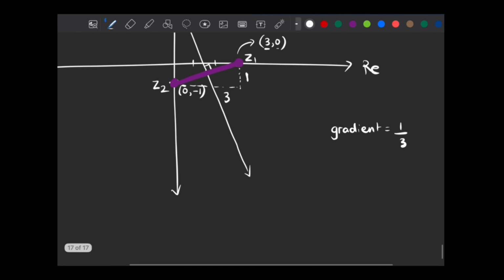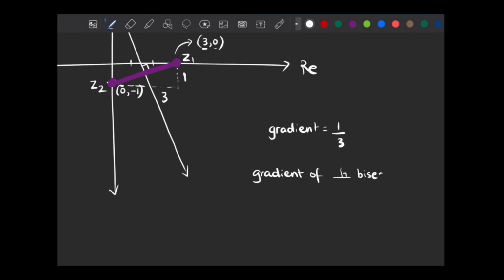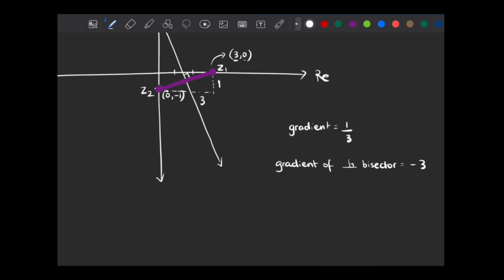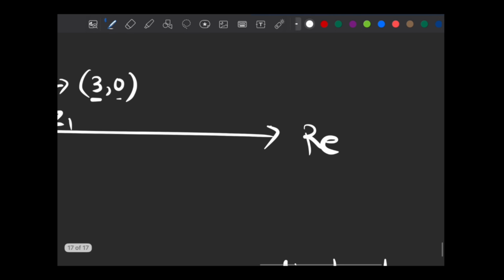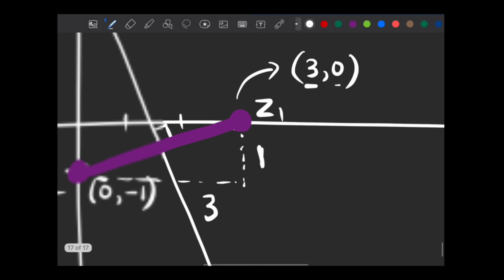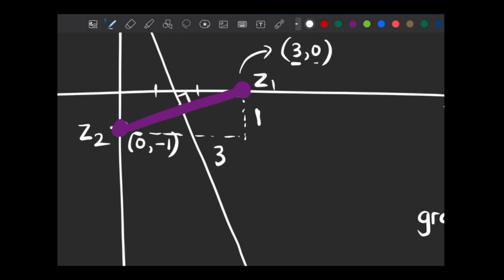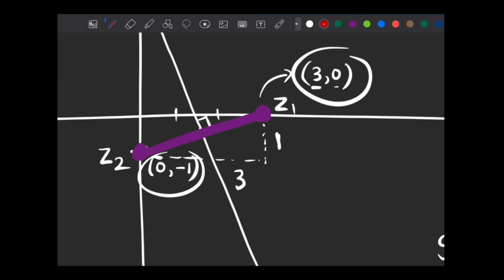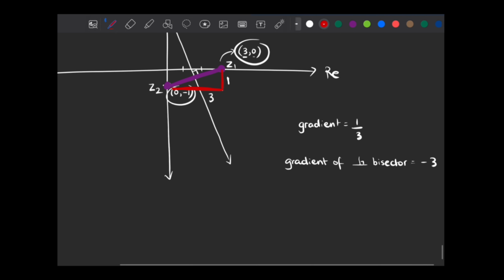So the gradient of the perpendicular bisector will be minus 3. If you're unsure of how I calculated this gradient as 1 over 3, you can find the rise over the run by using these coordinates. But I've just observed that from this graph, this is 1 and this is 3. So the gradient of our perpendicular bisector is minus 3, and I know a point that lies on the line is the midpoint of this line segment.